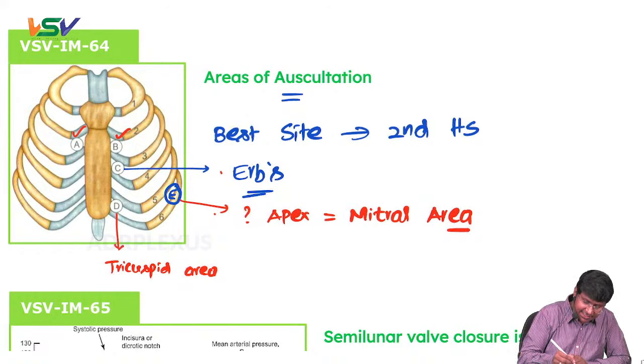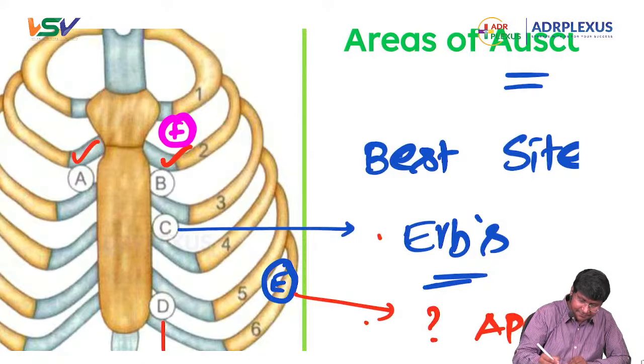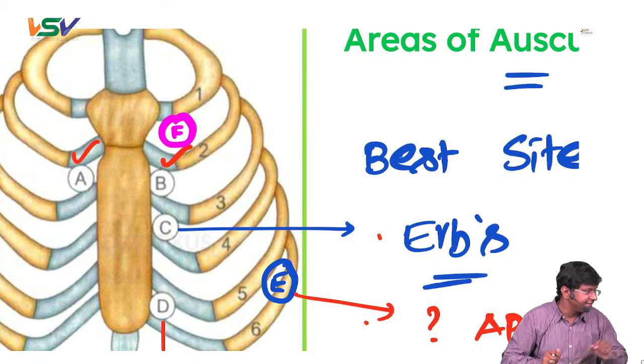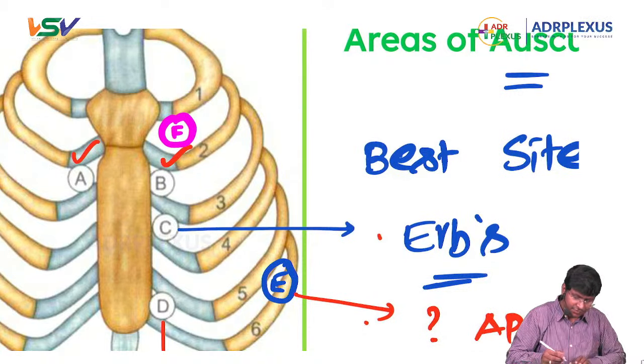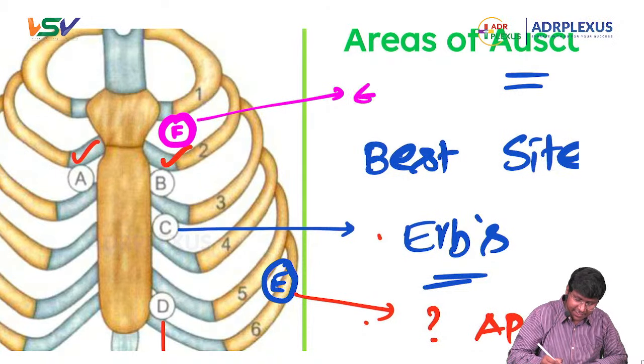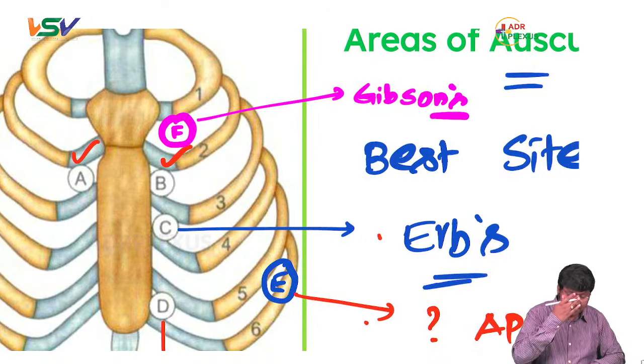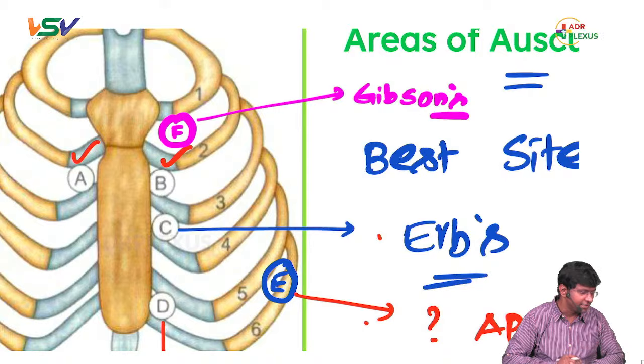And lastly, I'll give you one more area here. This is F. Can anyone tell me what this area F is? Yes, very good. So this will be your Gibson's area. That is the site for auscultation of the Gibson's murmur, which is nothing but your PDA murmur.